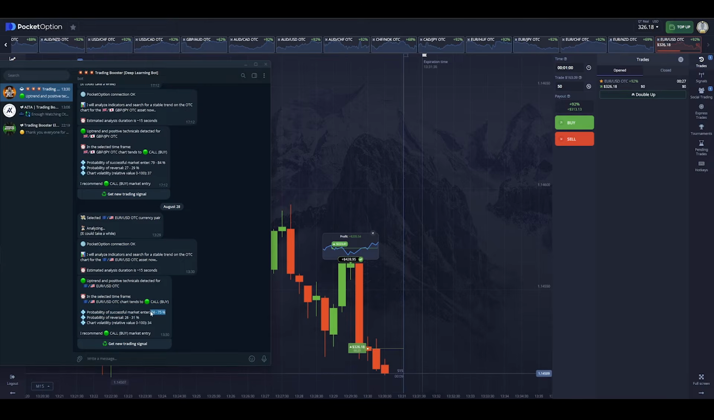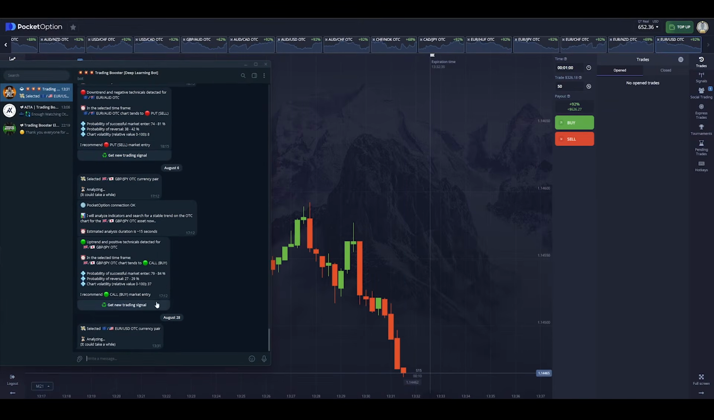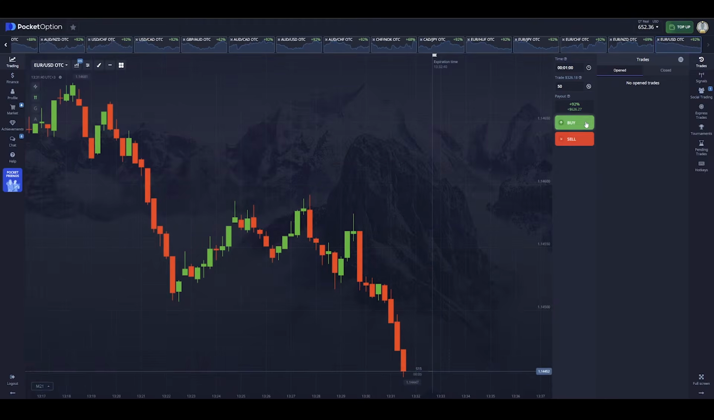Accordingly, the percentage for a successful entry means it's immediately a good entry point. And the probability of a reversal is when the price can suddenly turn around and go the other way. That happens too. So always pay attention to these two parameters. Let's open one more trade on the euro to US dollar currency pair. We get another buy signal and open a buy trade.